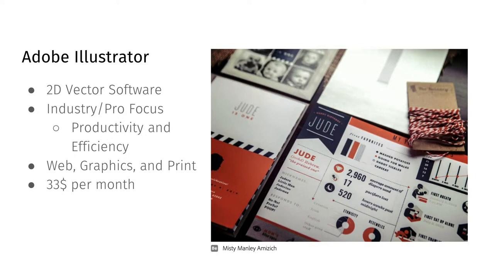Now, when we talk about Illustrator specifically, it's a 2D vector program that is mainly industry and pro focused. So this is about productivity and efficiency. When people think of Illustrator, they really think of web, graphics, and print. You're looking at this image here. It's a really complex thing that you're going to be changing over and over. The size of things is very important, the layout, all this kind of stuff. And you want to be able to print it larger or smaller, no matter what, and have it all just work. But Illustrator is very expensive. It's $33 a month. A lot of the other ones we've talked about on the previous slide are much less than that.